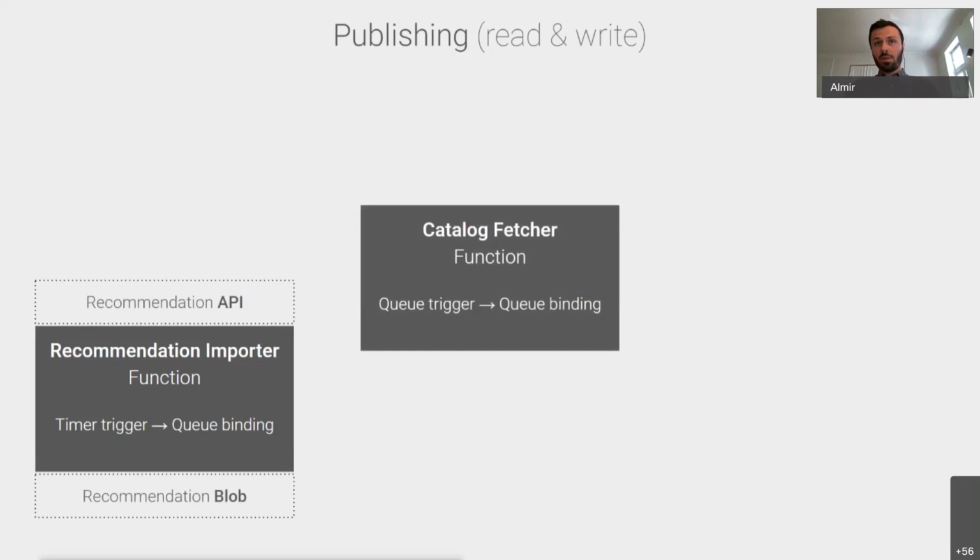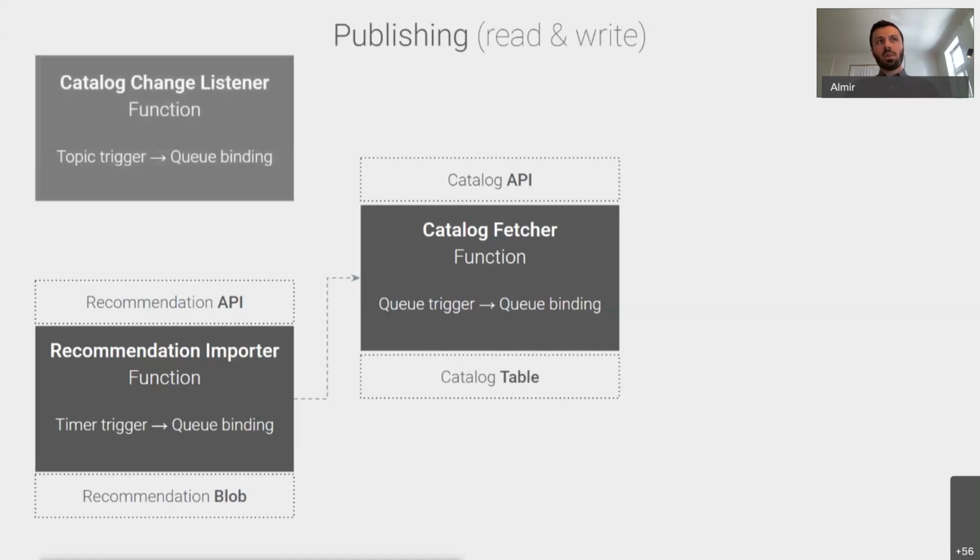And then we have another function called the catalog fetcher function. It's triggered based on a message on a queue. So we send the set of IDs to the catalog fetcher function and then fetch the necessary metadata for each and every content ID. This is again then stored in the catalog table.